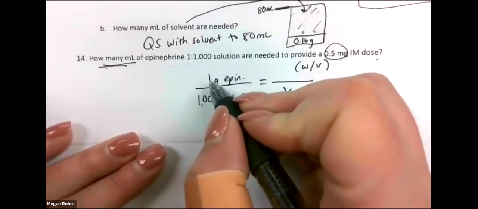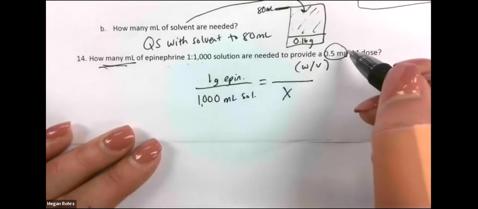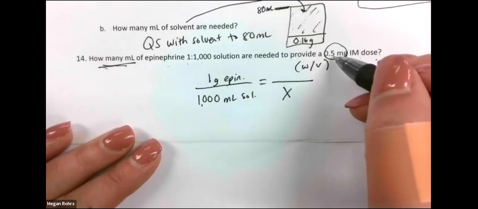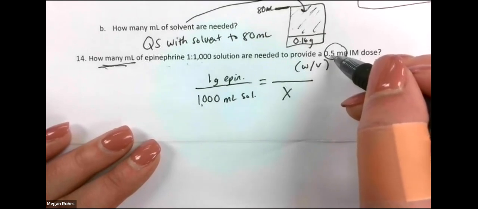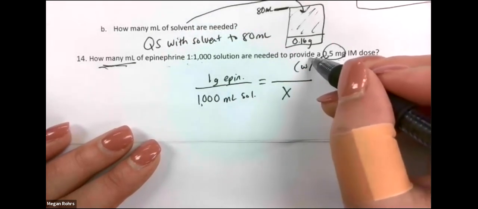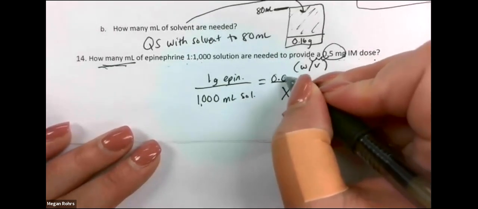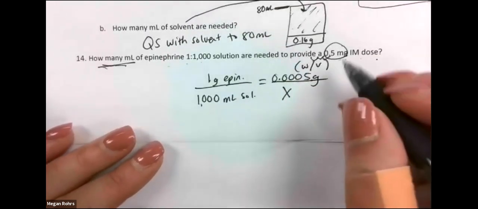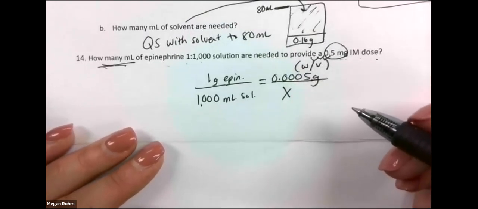Well, this is in grams. So I need to either switch this to milligrams or convert this into grams. Either way, I'm just going to go ahead and convert this one. So 0.5 milligrams, we're going to go to grams. So we're going to the left, or we're dividing by 1,000. So 1, 2, 3, 0.0005 grams. All right, so now I can solve for X.